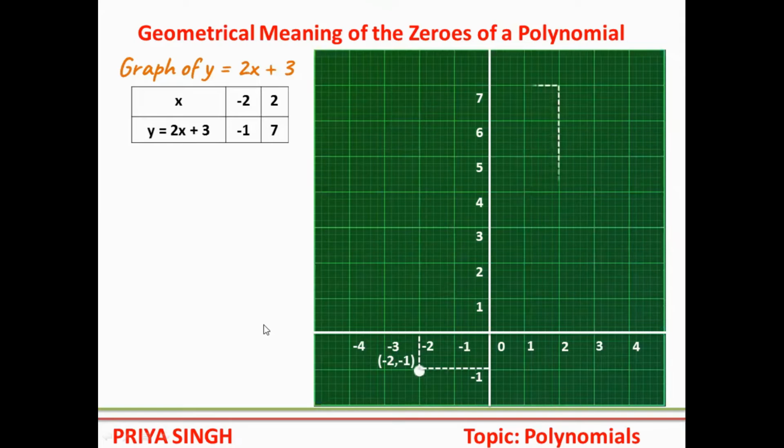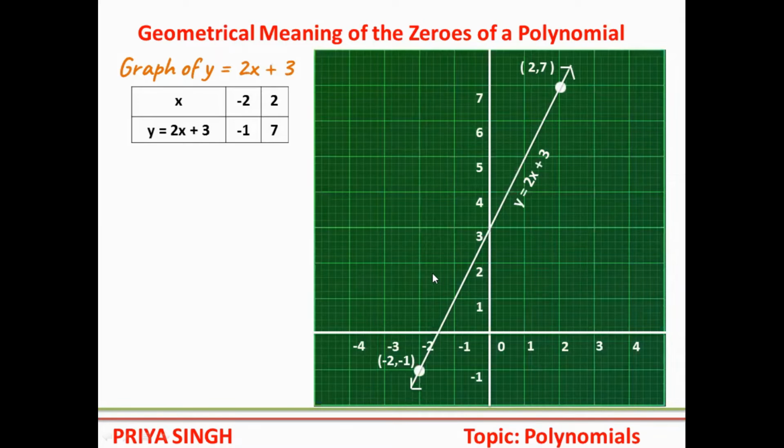What about my second point? Yes, it is over here, (2, 7). That is over here. Now I have got my 2 points. Now my next step is to join these 2 points and get my line. So as you can see, I have drawn my line and the equation for the line is y is equal to 2x plus 3.